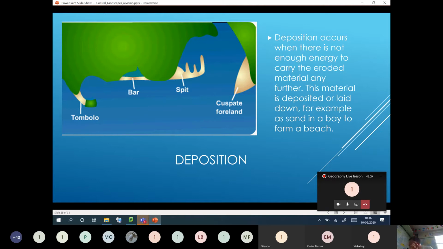You might want to write, just in the space on the side, that little point I've mentioned. Deposition occurs when there's not enough energy to carry the eroded material. That's why it's dropped. Again, that's another area that people lose marks on. They know what deposition is, but they don't really know why it happens. The depth of the water becomes shallower, so there's more friction, so deposition occurs. Or there's something blocking the wind, and as the wind is blocked, the energy of the waves decreases, so deposition occurs.